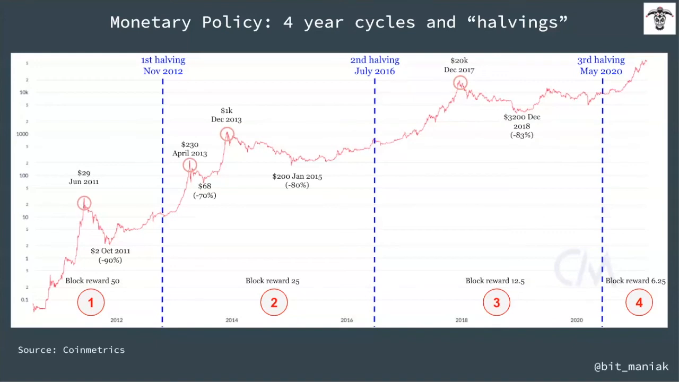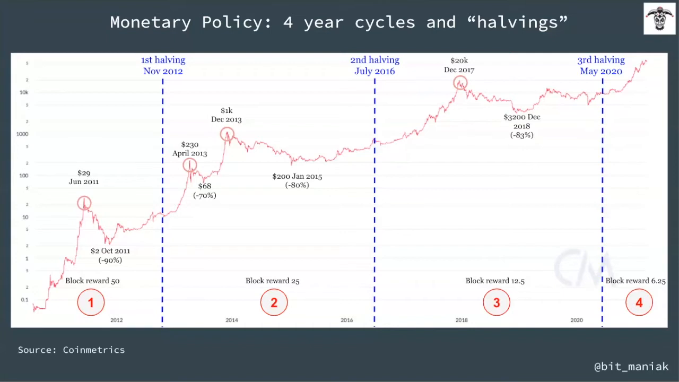In the following chapters, we are going to review a series of indicators that can be used to time the market cycles. But before doing that, I think it's very important for you to have some context on Bitcoin's historical price action and cycles. So I want to introduce you to Bitcoin's monetary policy and to its 4-year cycles. So let's start from the beginning.